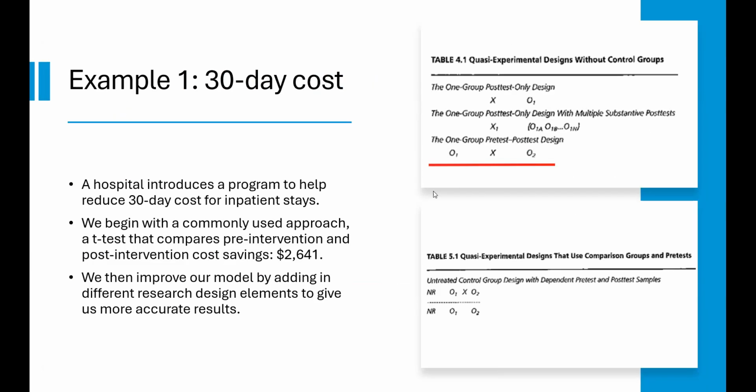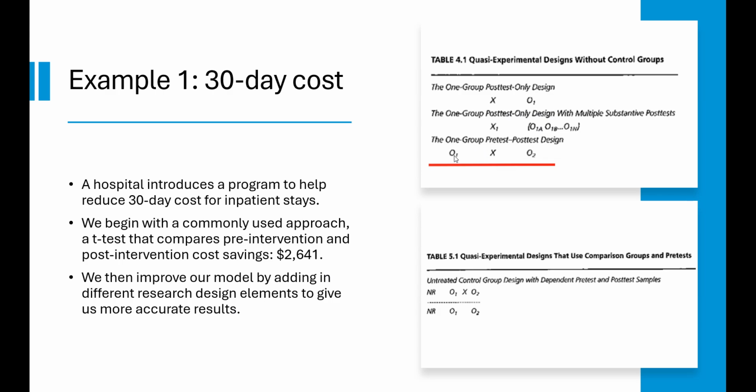So our first example, we have a 30-day cost. A hospital introduces a program to help reduce 30-day costs for inpatient stays. We begin with a commonly used approach, a t-test that compares pre-intervention and post-intervention cost savings and find that it's over $2,500. We then improve our model by adding in different research design elements to give us more accurate results. That t-test is what we would see up top.